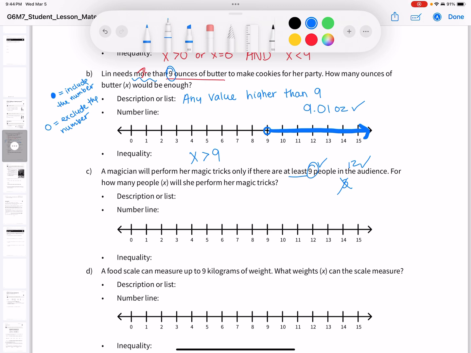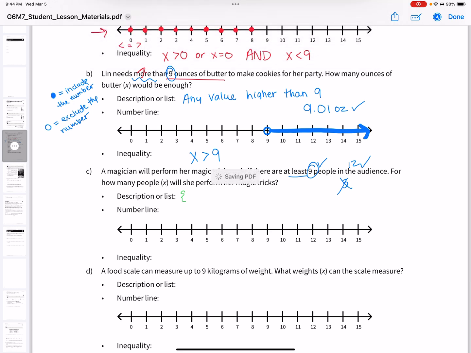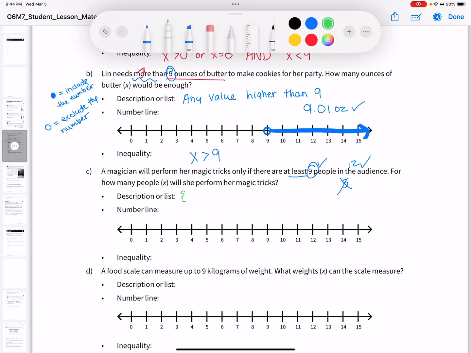Well, if we're going to look at a description of that, she needs people. So that would say she needs people that are 9, 10 people, 11 people. But again, people are whole people. I can't have a half of a person. I can't have a third of a person. So I need 9 people, 10 people, 11 people, 12 people, on and on and on, right? If she had 100 people, she would definitely perform. If she had 3 people, she wouldn't perform.